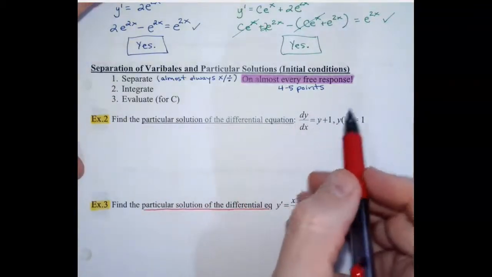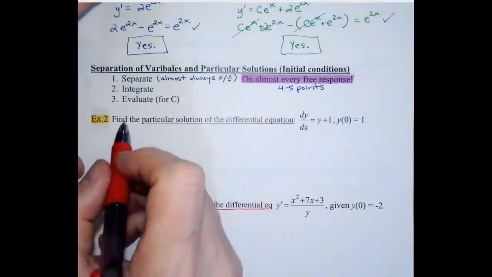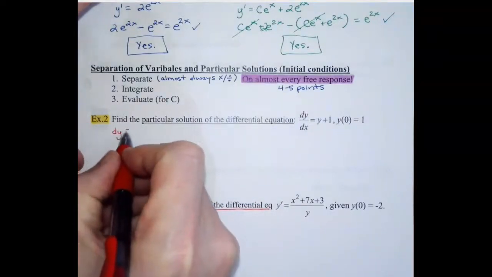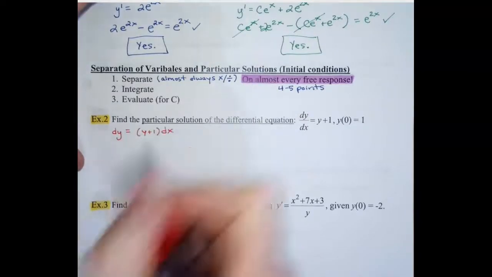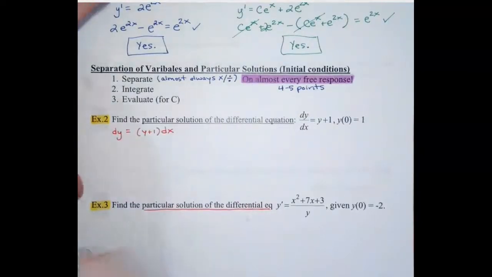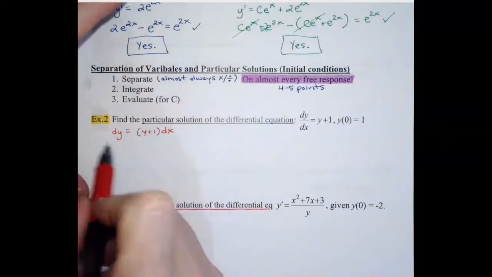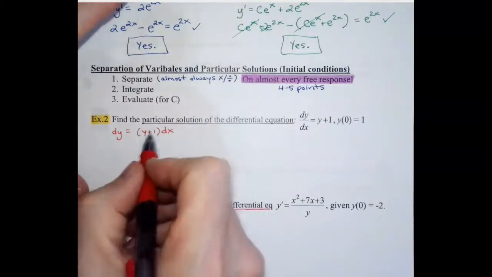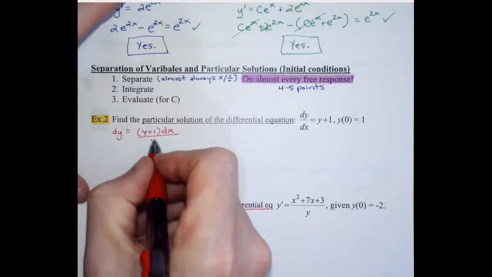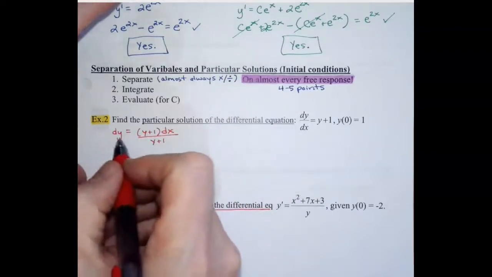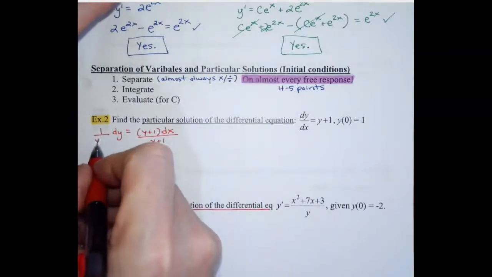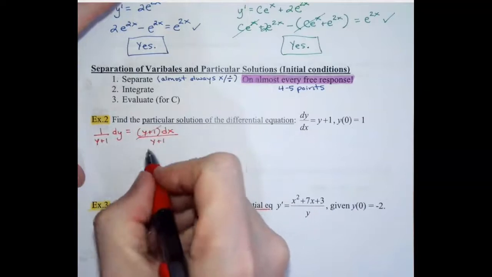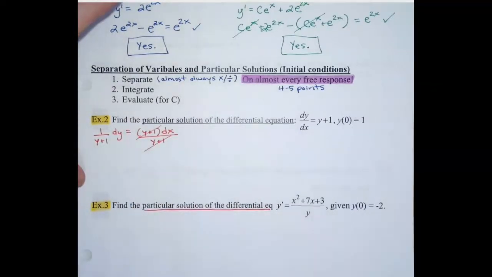And then we would divide, and so this is a little bit tricky. I'm going to do this one step at a time. So dy equals y plus 1 times dx. Okay, so what we need to do is we need the y on this side, but we're going to have to divide by all of this to get it over there. So dividing by y plus 1 on both sides will kind of give us this. So that's the separate step.